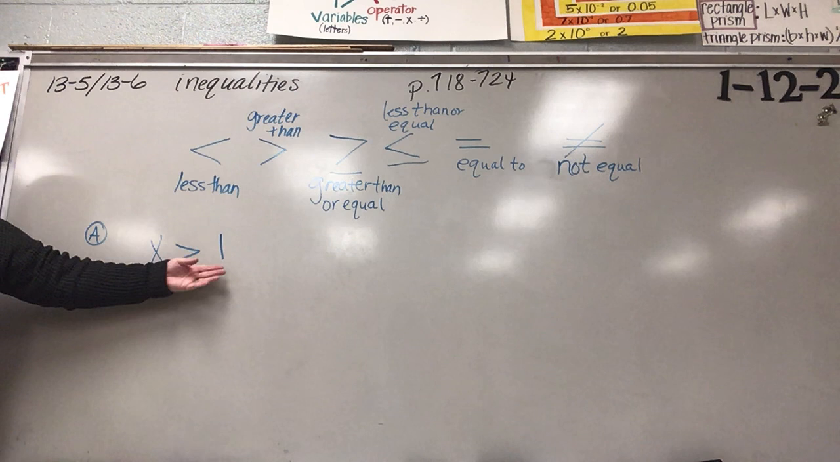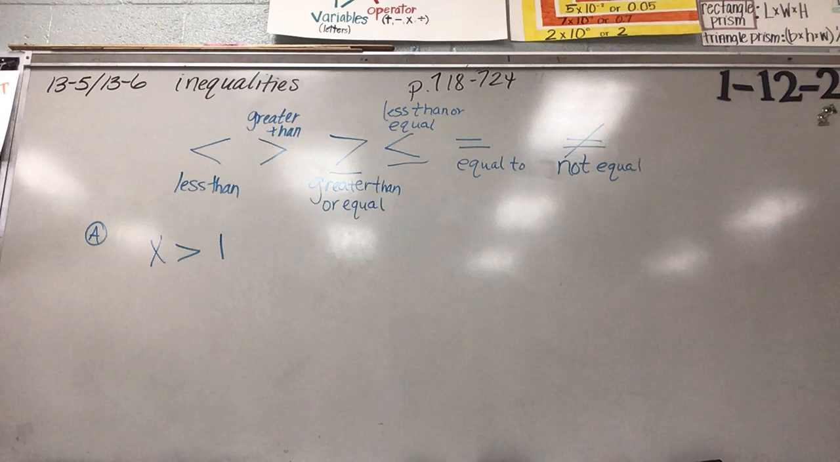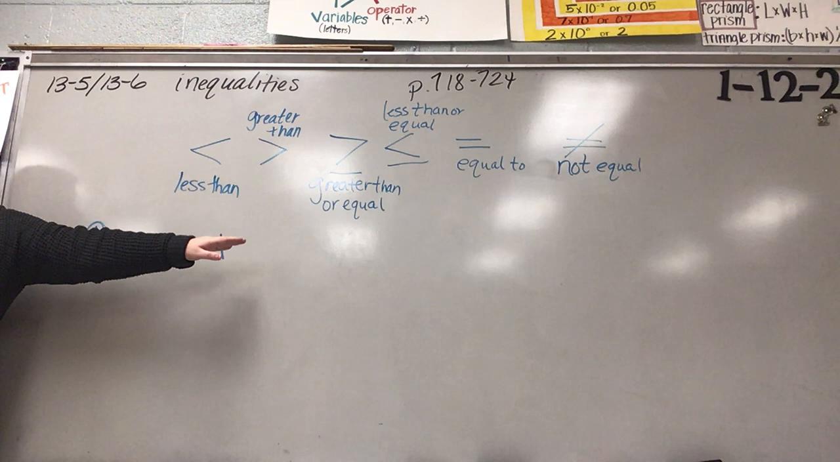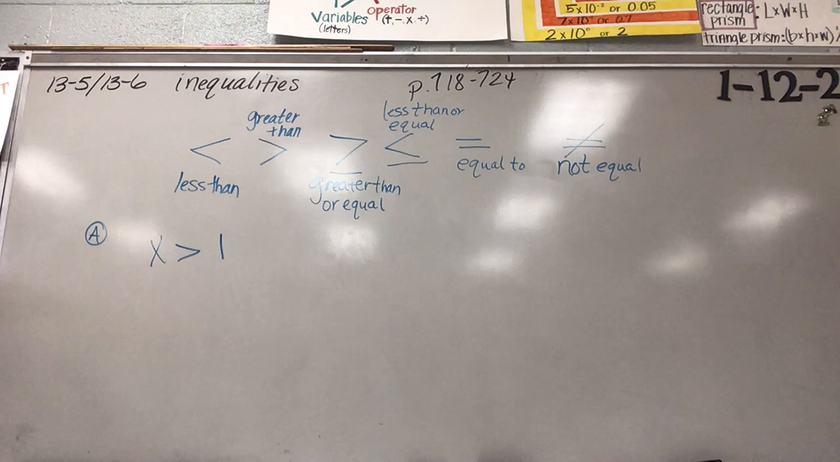This is our letter A, our number 1 question. Well, we don't know what X equals. You don't know what X equals, but you know whatever X is, it's greater than 1. So it could be 2. X is either 2 or up.